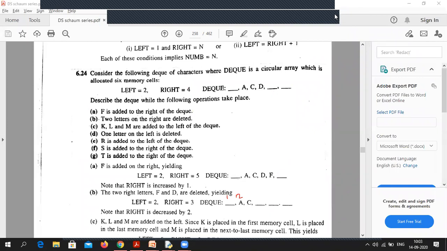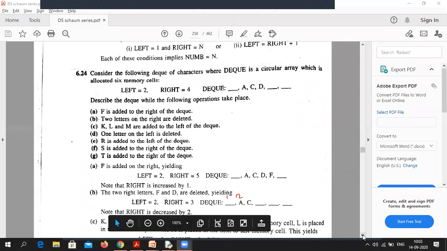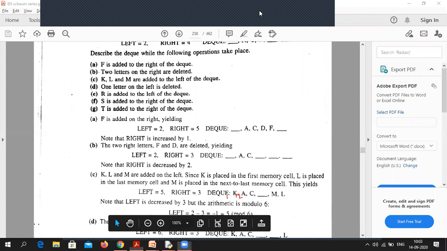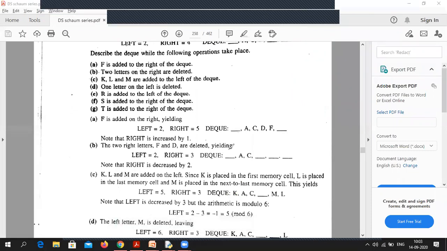So next one is, now right now we are over here, 1, 2, 3. 1 minute. Let me go down first. So this is your 1, element 2, 3, 4, 5, and 6. Now next one is that you have to add at the left of the queue, and you have to add these 3 letters K, L, and M.